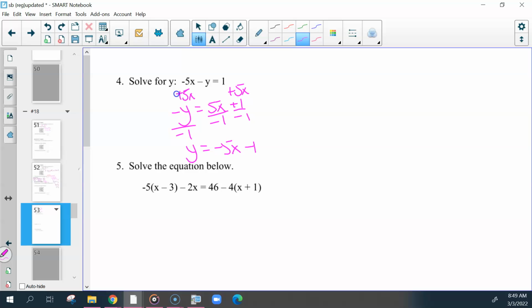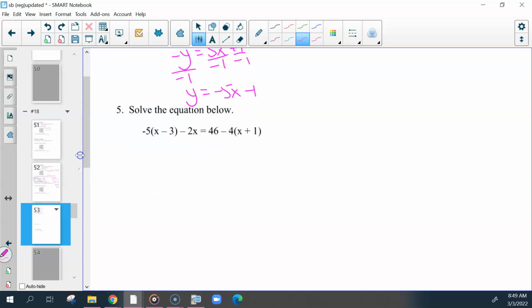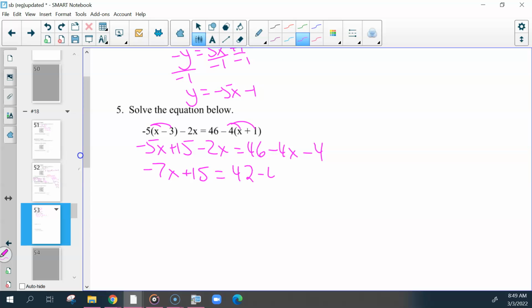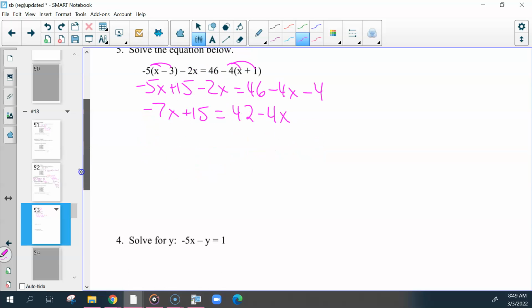Right? And then the last one, we needed to solve this equation. So distribute, we have negative 5x plus 15 minus 2x equals 46 minus 4x minus 4. Combine your like terms. We have negative 5x and negative 2x that we can combine. We have 46 and negative 4 on this side that we can combine. Then we have different things to move. What do we want to move?